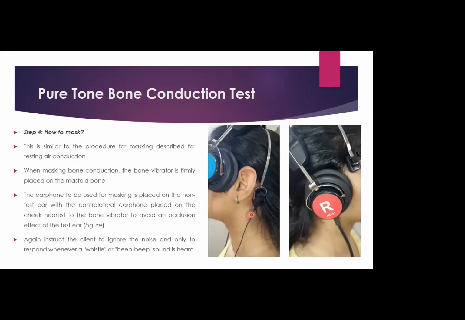Now, for placement of the masking earphones, it needs to be taken care that if the bone vibrator is on the left mastoid, then the right earphone has to be placed on the right ear itself, but the left earphone will not be covering the left ear so as to avoid the occlusion effect, and it is placed somewhere at the cheek of the person so that it is comfortable also.